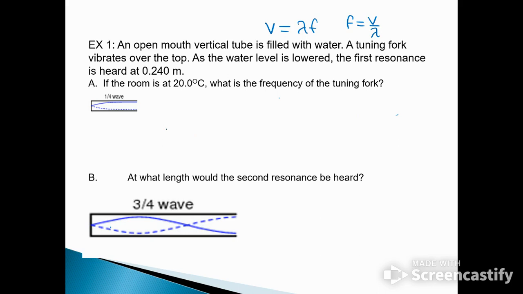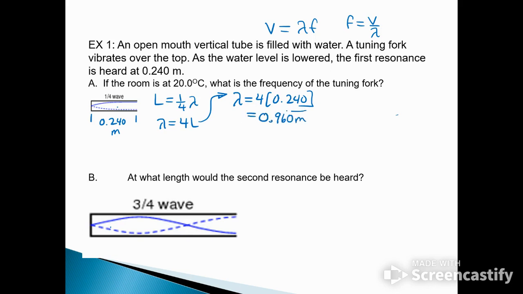An open mouth vertical tube is filled with water. And we're told that this length is 0.240 meters. This is 1/4 wavelength. So remember, if your L is equal to 1/4 lambda, your lambda is equal to 4L. So that means that the lambda is 4 times 0.240, which is 0.960 meters.